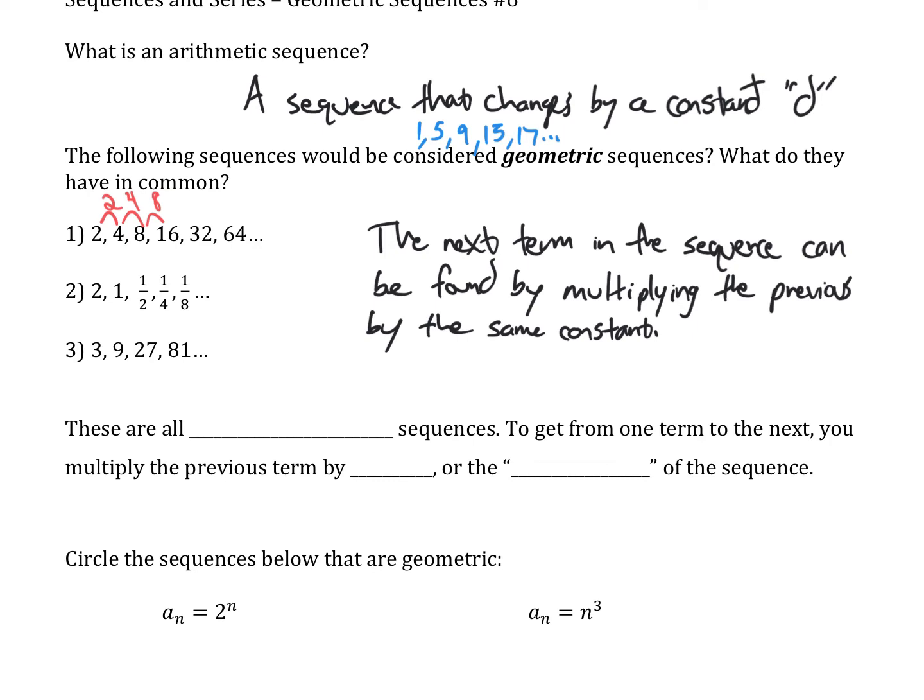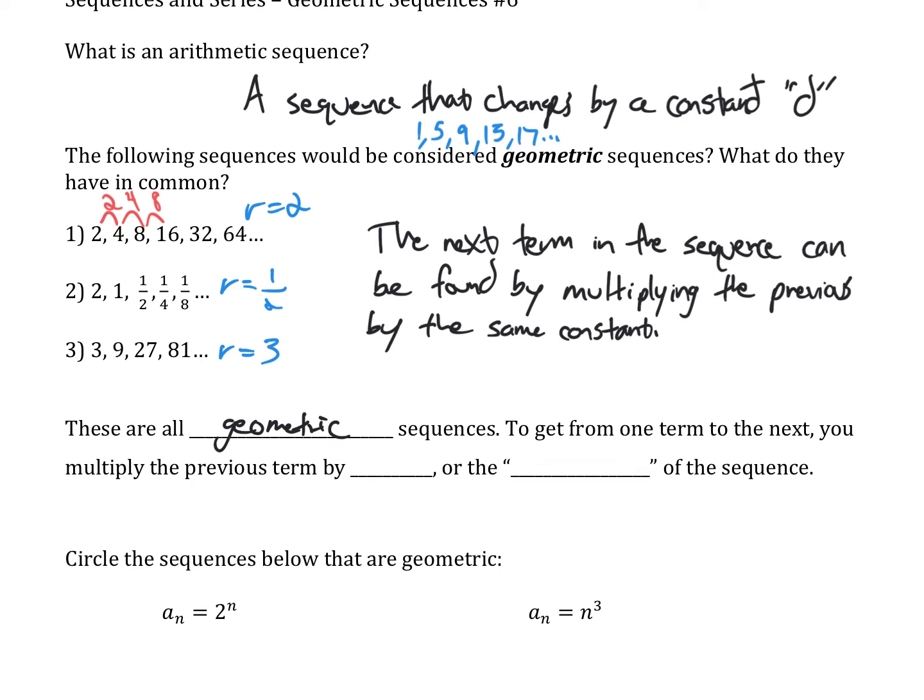So in the first one, I would say my r value is 2, because each time I'm multiplying the previous number by 2 to get it. In number 2, I might say my r value is 1/2, because to get the next number, I have to multiply my term by 1/2. And in the third one, my r value is 3, because to get the next term, I multiply my previous number by 3. So while they're all different sequences, what they have in common is that we're multiplying the previous term by some r value to find the next term in the sequence. These are all examples of geometric sequences.